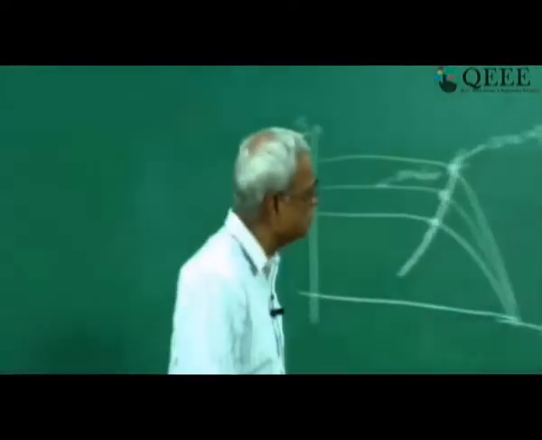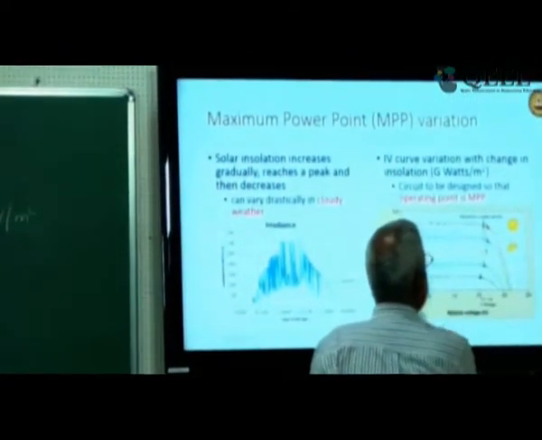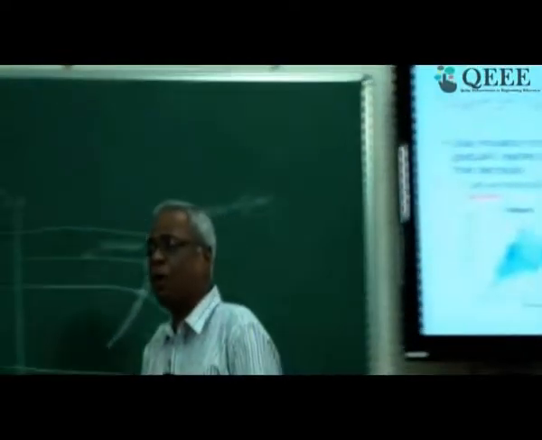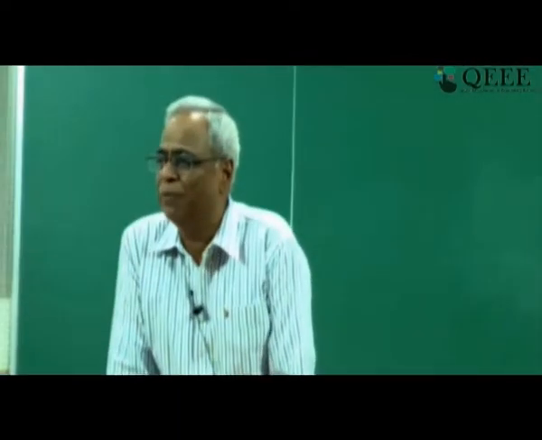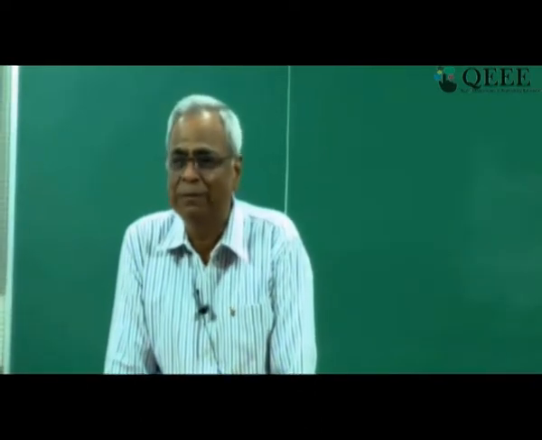Look at this point. If I am operating at this particular line, and I am working at 200 watts per meter square, I am at this point where the current has fallen to half and the voltage has slightly increased. I am getting half the power that I would have got if I had left it at the maximum power point.